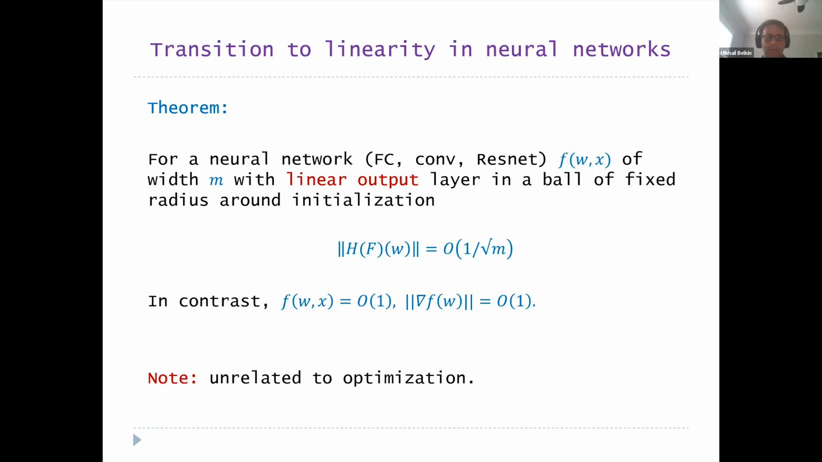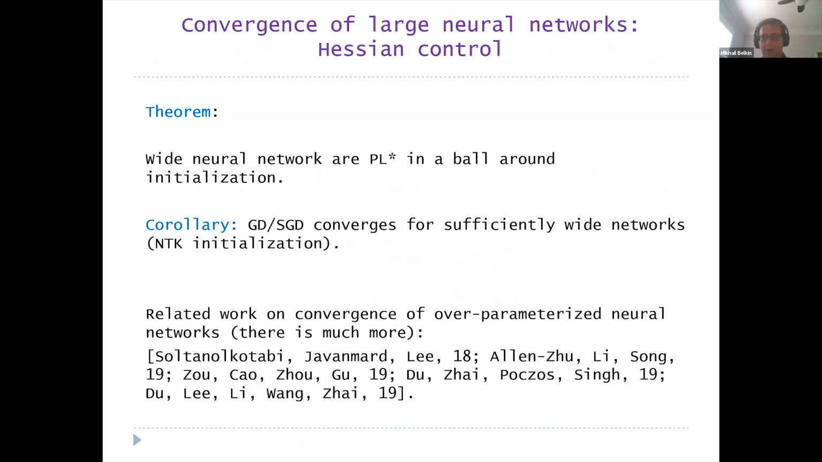Now, a corollary of this, and it's almost obvious from that, is that wide networks have PL star in a ball around initialization. Well, okay, I should say, if they are well conditioned at initialization, then they automatically have PL star because the second derivative goes to 0. So you get it for free. And then, of course, you have to actually check that they are well conditioned at the initialization point, which can be done. There are a number of works which check this. And this is related to a big line of work on convergence of over-parameterized neural networks.